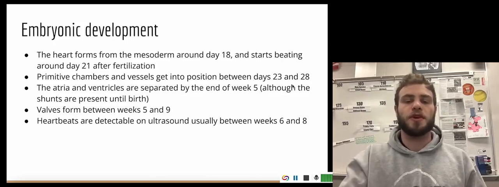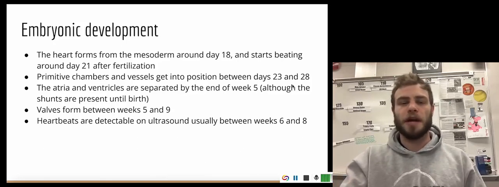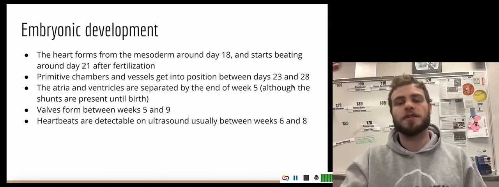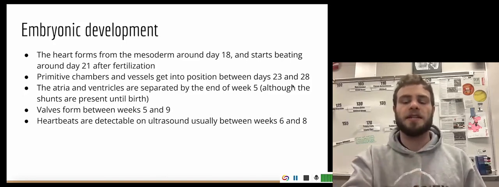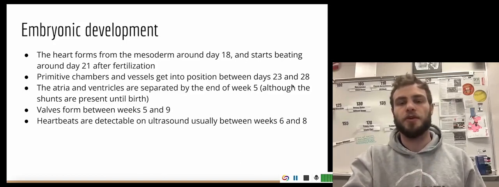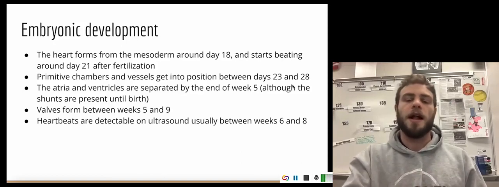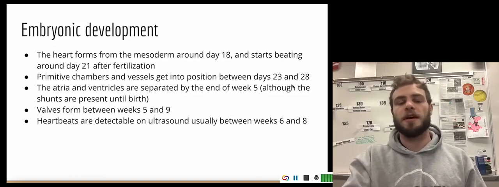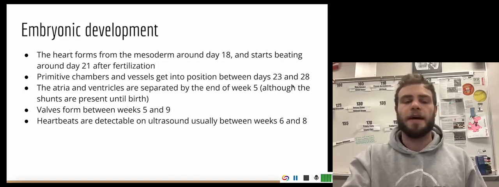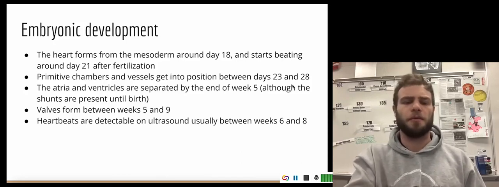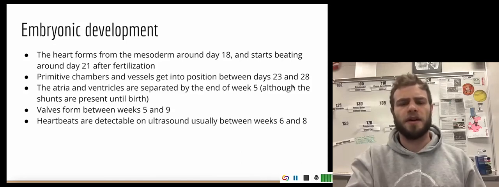The atria and ventricles are going to separate from one another by the end of week 5, although, like we talked about in fetal circulation on the high school portion side, you are going to have those shunts allowing blood to pass between the sides, since when you are in utero, you aren't actually breathing any air. You'll get the valves to form within that heart between weeks 5 and 9. I'm trying to remember, one of them forms between weeks 5 and 8, the other between 5 and 9, but I don't remember which is which, the AV valves or the semilunar valves.